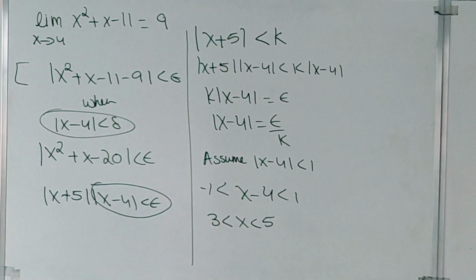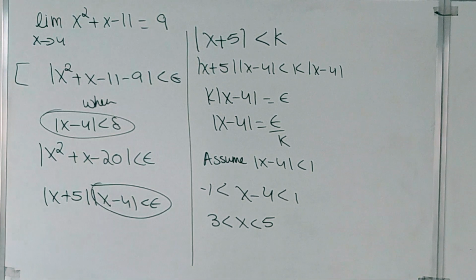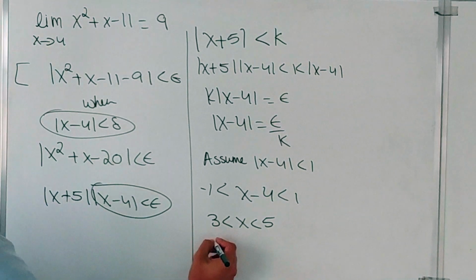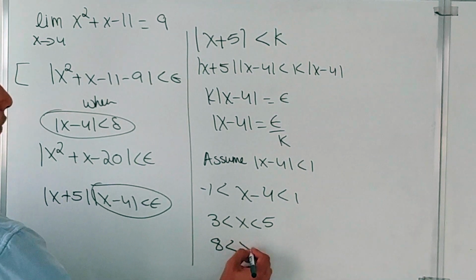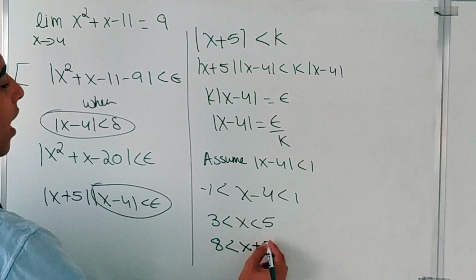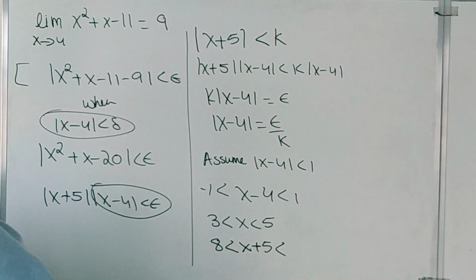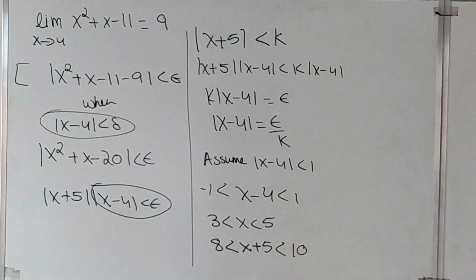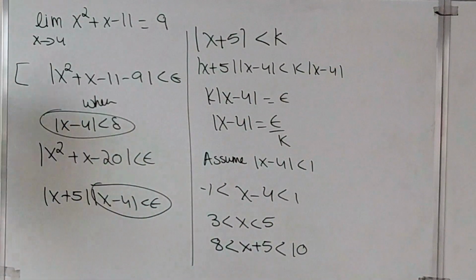Now what do we do? There are a lot of steps to this, as you can see. We add 5 on all sides so that we can finally get our answer. 8 must be less than x plus 5, which must be less than 10. So we can finally put back the absolute value symbol. However, I must erase this because, as you can see, I don't have much space.